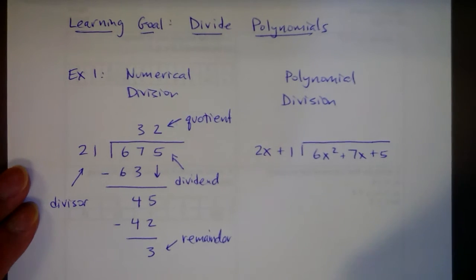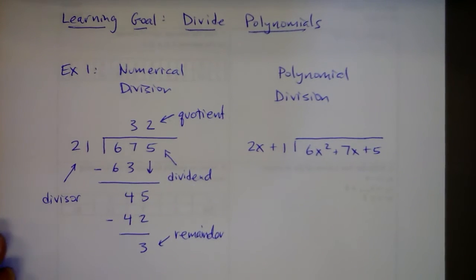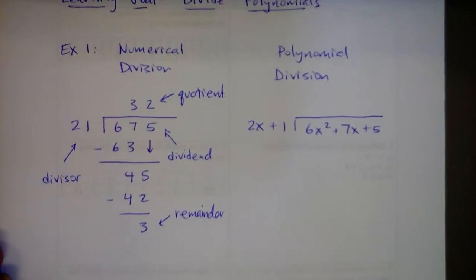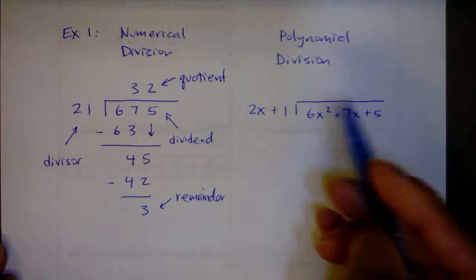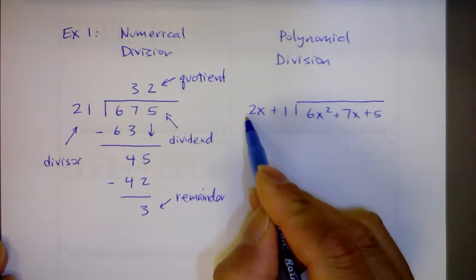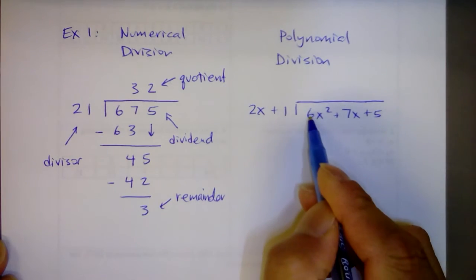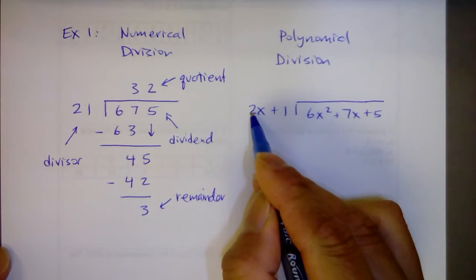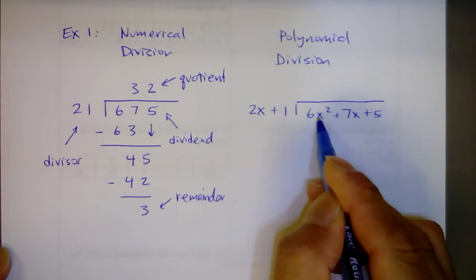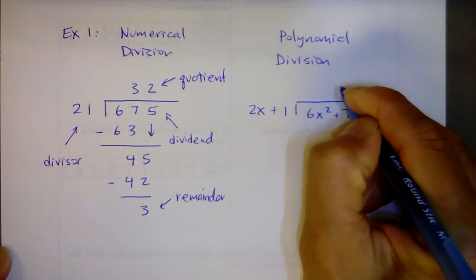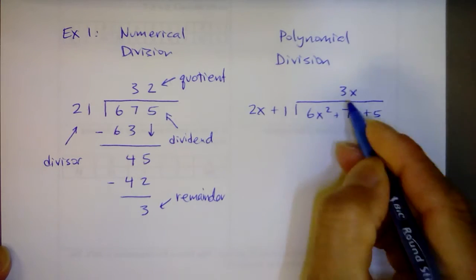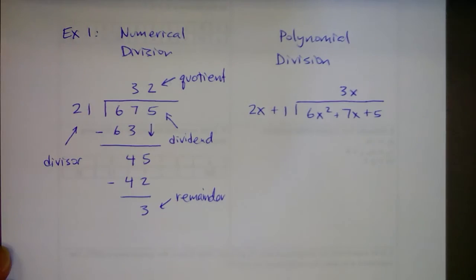And now we have an example of polynomial division, which is our topic for today. Hopefully you'll see some similarities between these two processes. First of all, we want to look at this 2x and see how many times 2x goes into 6x squared. Or in other words, we want to see what times 2x equals 6x squared. Hopefully you see that 3 times 2 will equal 6, and x times x will give us x squared.